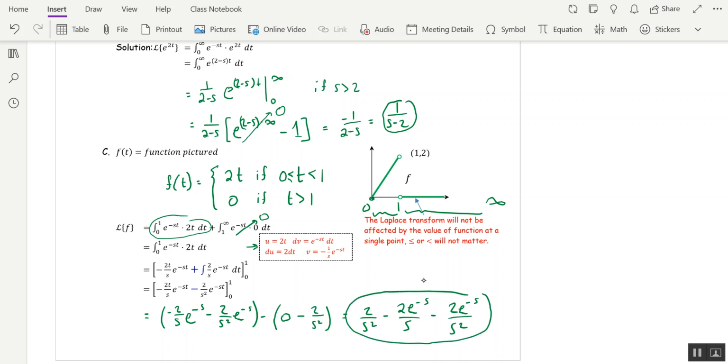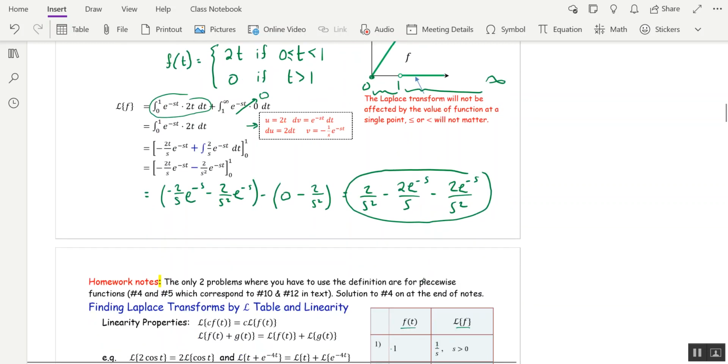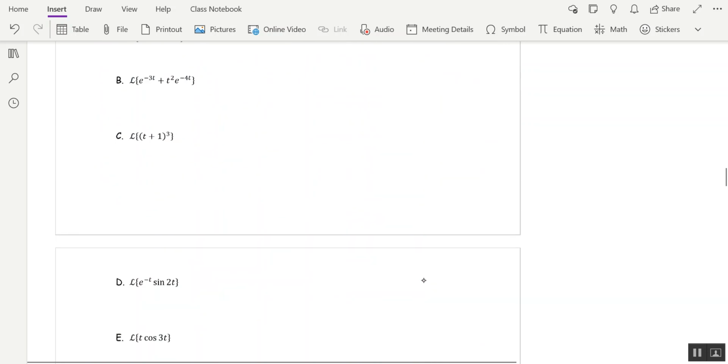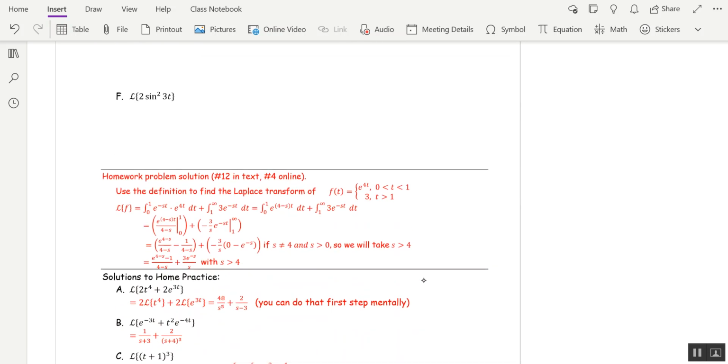And that's my answer. Now for your homework, you only have two problems where you have to use the Laplace transform definition to find the Laplace transform. And they're both piecewise defined functions. You'll have to do what I did in this last example. The trickier one is the second one, number 4 in your homework, I believe. And I did an example of that on the last page of the notes in case you're having trouble. You might have different numbers, but the integration is the same. Here's a solution to one of your homework problems right there.